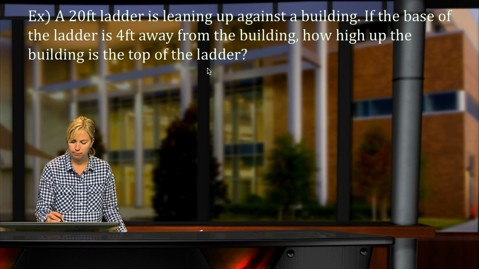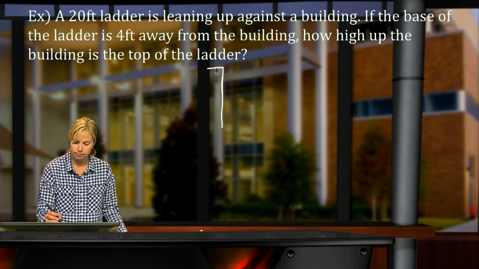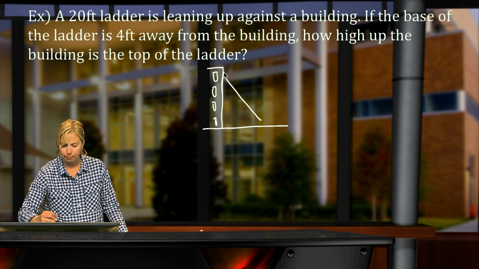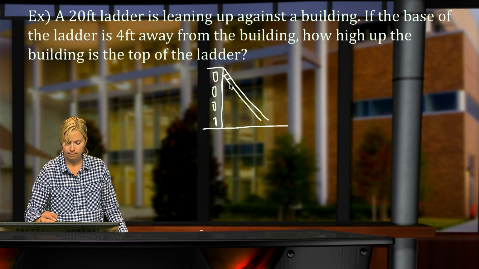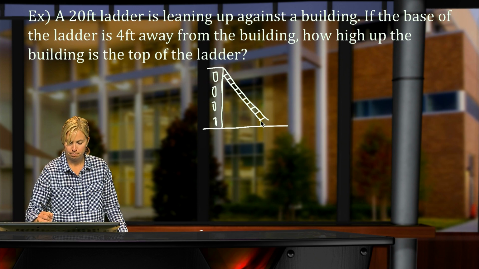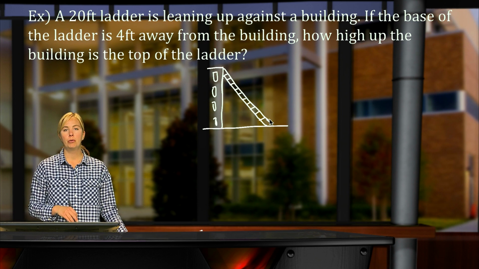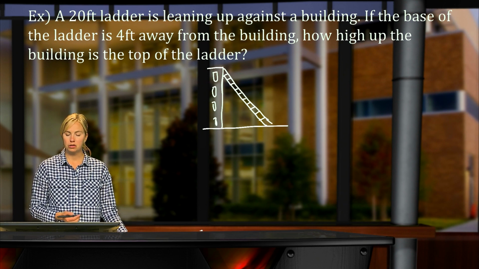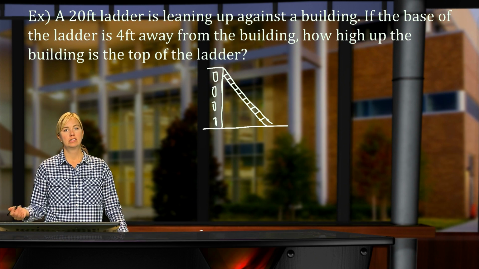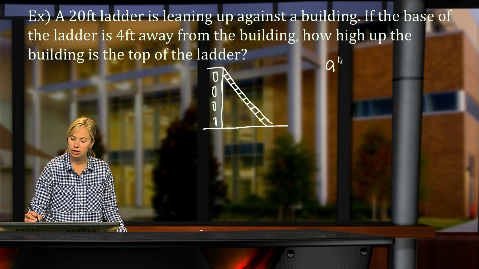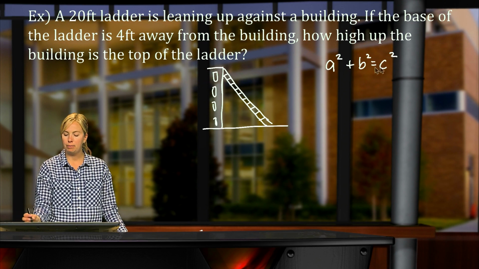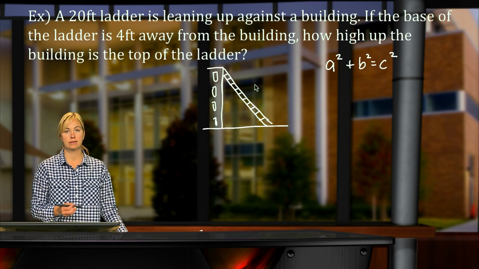And I'm going to draw that picture. So here's my apartment building. Here's the ground. And then here's my ladder leaning up against it. Now what we want to do is identify what shape we just made. We made a right triangle, didn't we? So thinking about a right triangle, we're going to be using the Pythagorean theorem, a squared plus b squared equals c squared, where a, b, and c are talking about the three sides of the triangle.